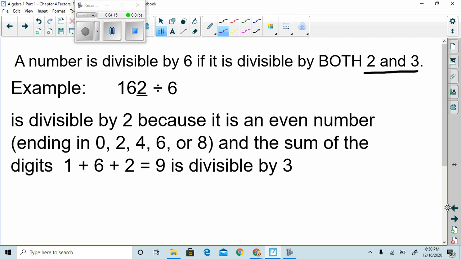I'd now like you to take another look at this rule of divisibility by 6. Remember, it needs to be divisible by both 2 and 3. So is 162 divisible by 6? Well, it's an even number because it ends in 2, so that part checks. And then we look at the sum of the digits. 1 plus 6 plus 2 gives me 9, which is divisible by 3. So yes, this is divisible by 6.